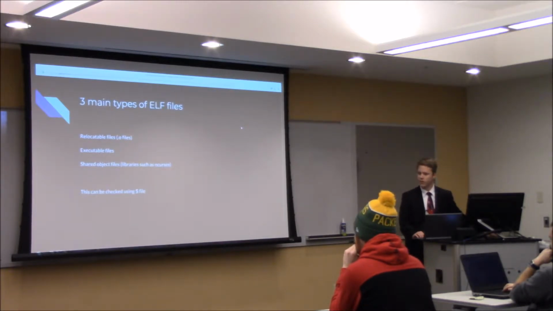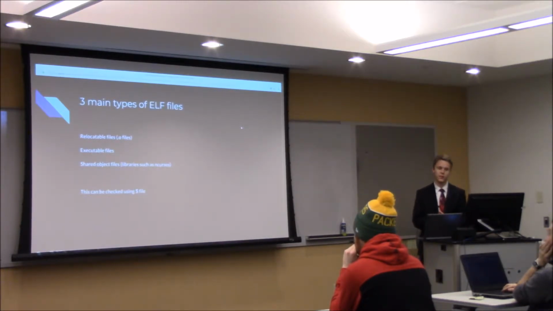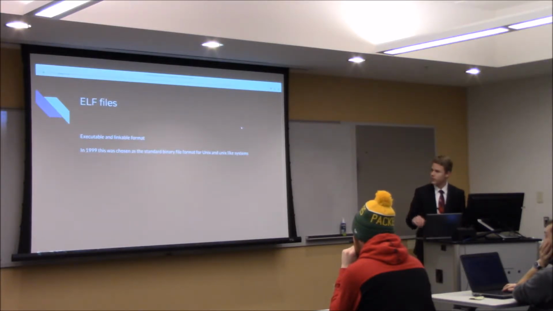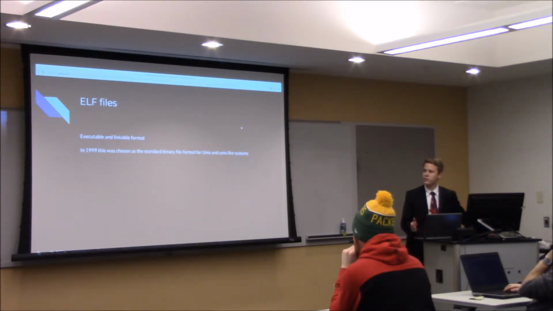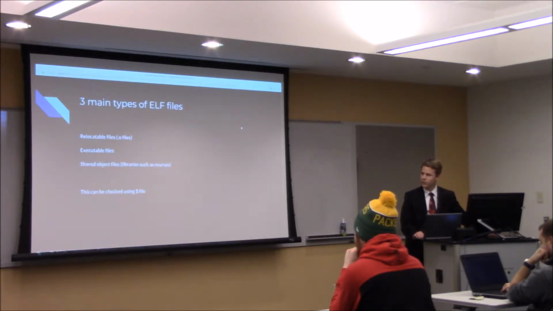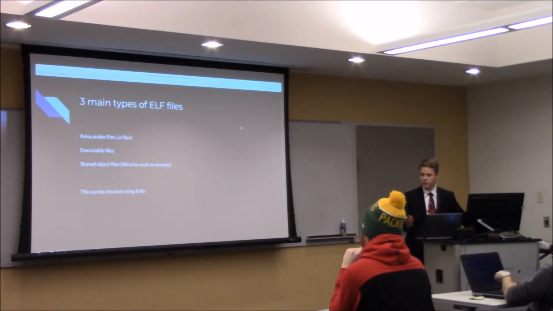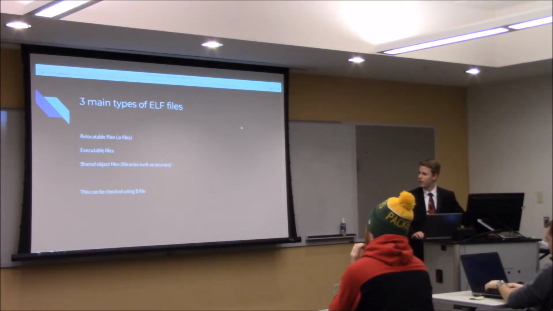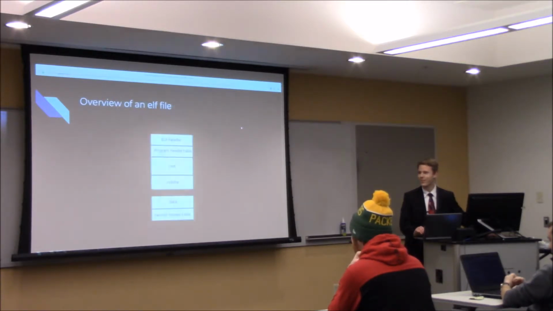In Linux, ELF files are the executable and linkable file format. They are the standard executable format, and they have been since the 1990s. There are three types: relocatable files, those .o files you make when you're compiling something that you will then link to an executable; executables; and shared objects like libraries, for example ncurses. If you want to check what kind of file something is, you just type file and the name of your ELF, and it'll tell you.